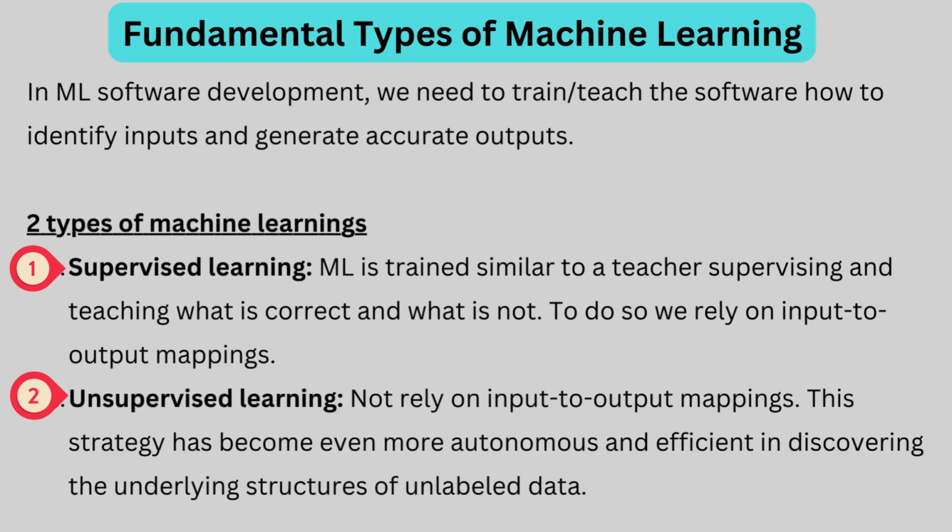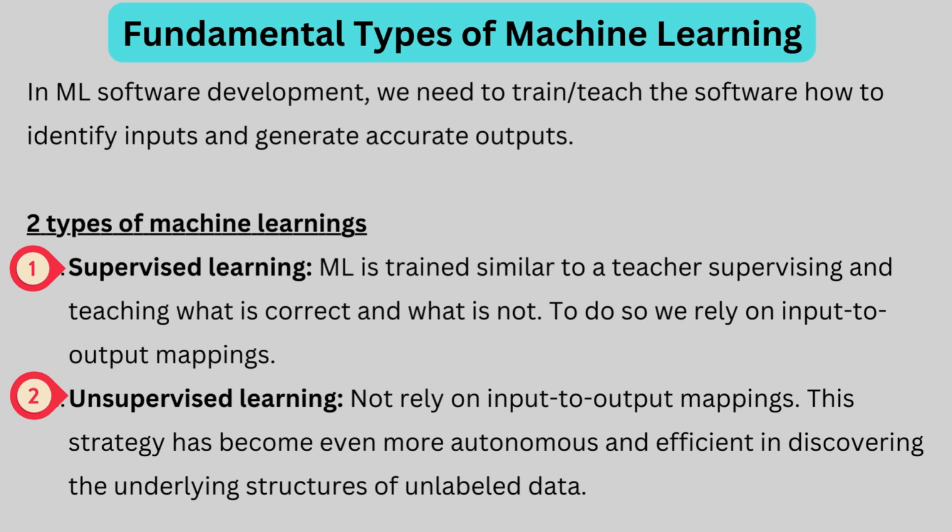Okay, so there are two main fundamental types of machine learning. Under your syllabus, we are learning only two: supervised learning and unsupervised learning. There are others, called reinforcement learning and so on, but in your syllabus, it's enough to know about supervised learning and unsupervised learning. As part of machine learning software development, we need to train or teach the software how to identify inputs and generate accurate outputs. There are the two main types, as I mentioned, supervised learning and unsupervised learning.